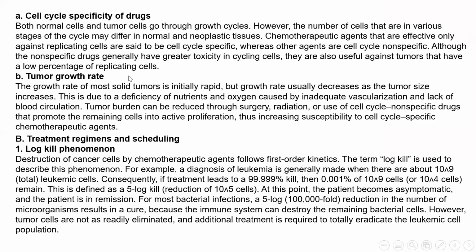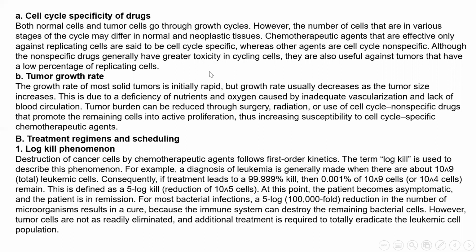So here we have, as we talked about in the previous slide, the cell cycle specificity of drugs. Both normal and tumor cells go through growth cycles. It depends on the organs in the normal state, like some organs such as the gastrointestinal tract, hair follicle, or the skin, which are actively dividing cells in the normal state. But in cancer, of course, everything is changing. Even organs that are not dividing, such as the CNS, could get rapidly growing cells.